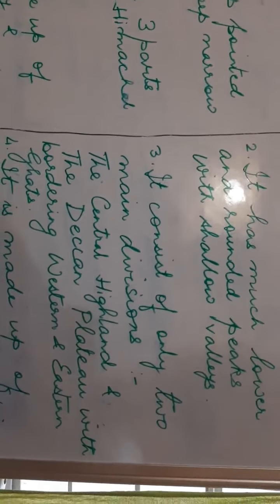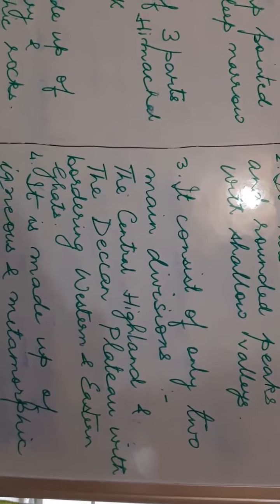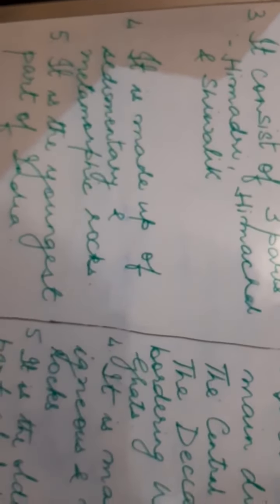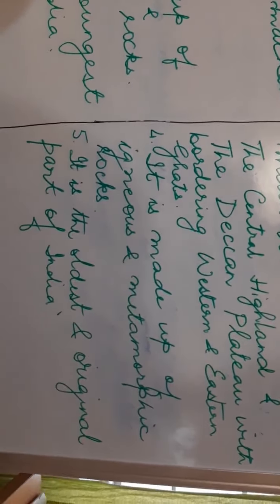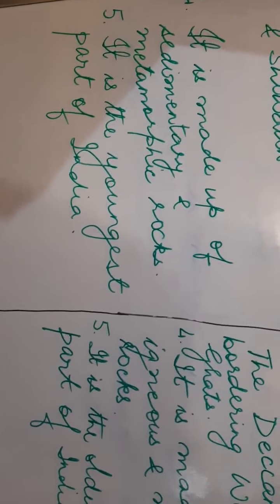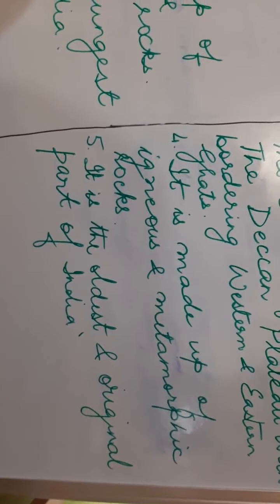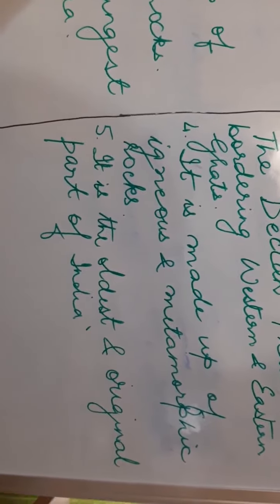It consists of only two main divisions, the Central Highlands and the Deccan Plateau with bordering Western and Eastern Ghats. Then it is made up of sedimentary and metamorphic rocks. It is made up of igneous and metamorphic rocks. Fifth point, it is the youngest part of India, and then it is the oldest and original part of India.